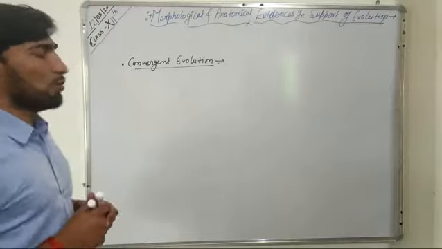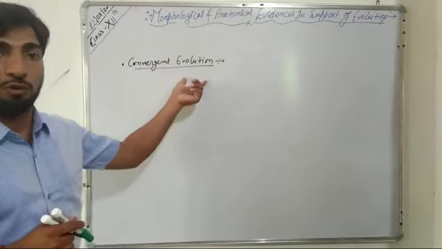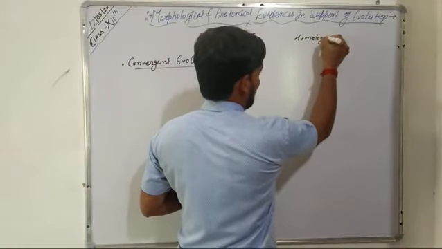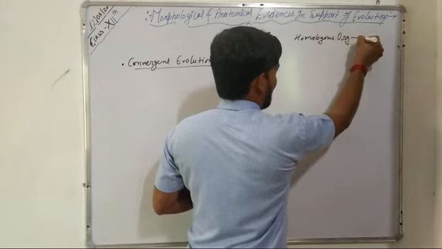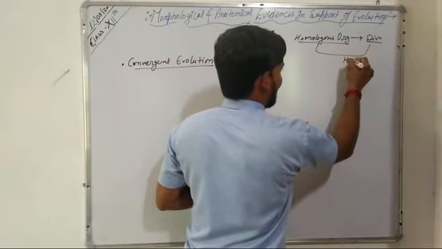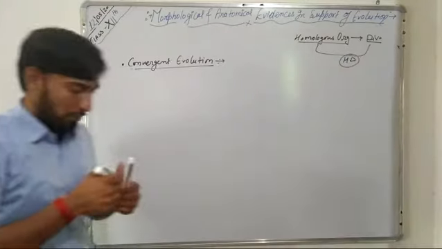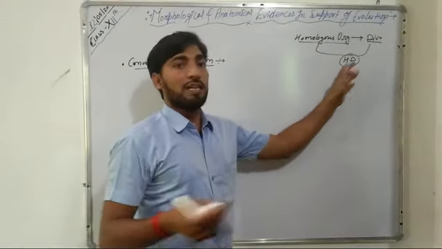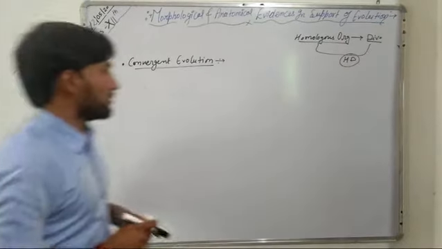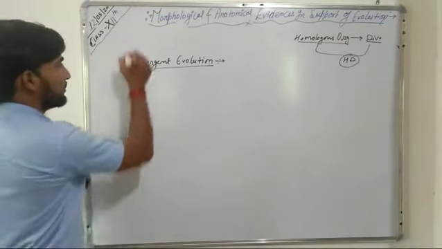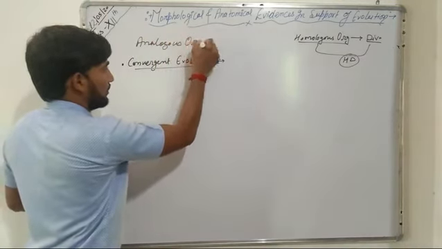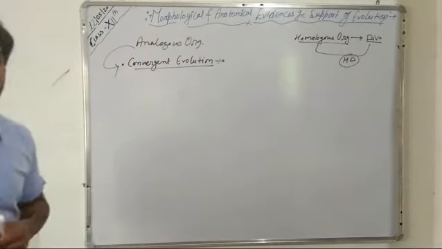Now in the case of analogous organs, one thing is left, that is convergent evolution. As we know, homologous organs are responsible for divergent evolution. For remembering, we can use the term HD, that is high definition, as in LCD and all that. So homologous organs are responsible for divergent evolution, but analogous organs denote the convergent type of evolution.